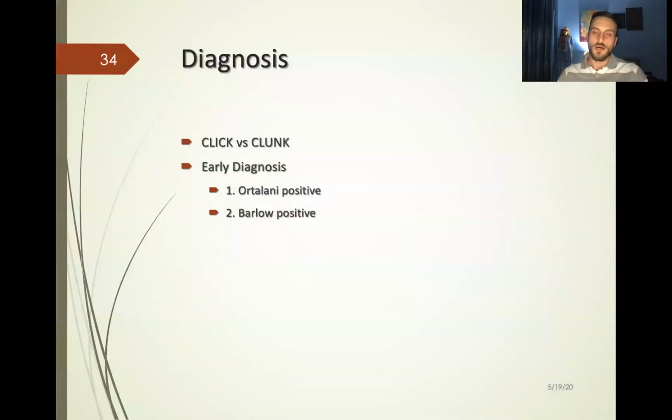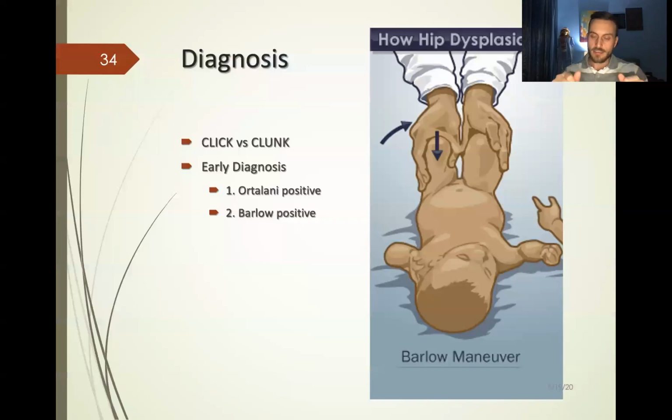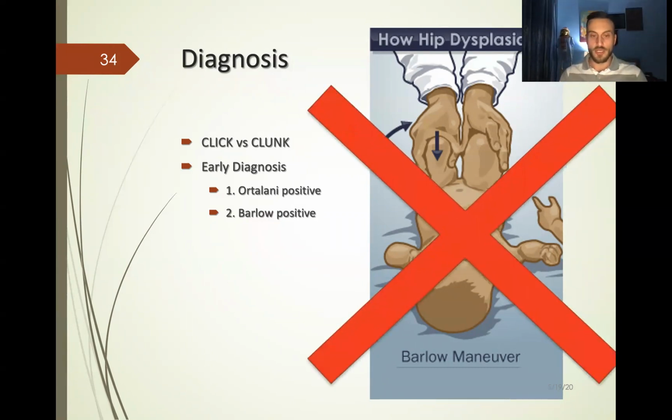Now we have Barlow. Barlow is an axial load, axial force. You are trying to dislocate the hip. It's an assessment of the ligaments, assessment of the position of the hips. So you are doing Barlow, then you are doing Ortolani again.